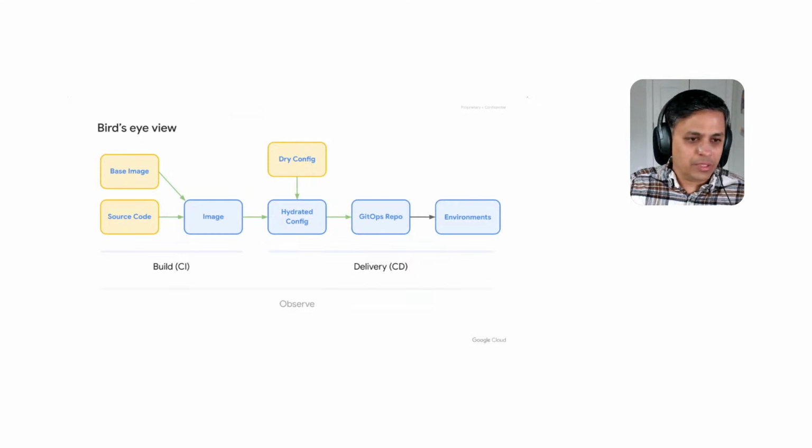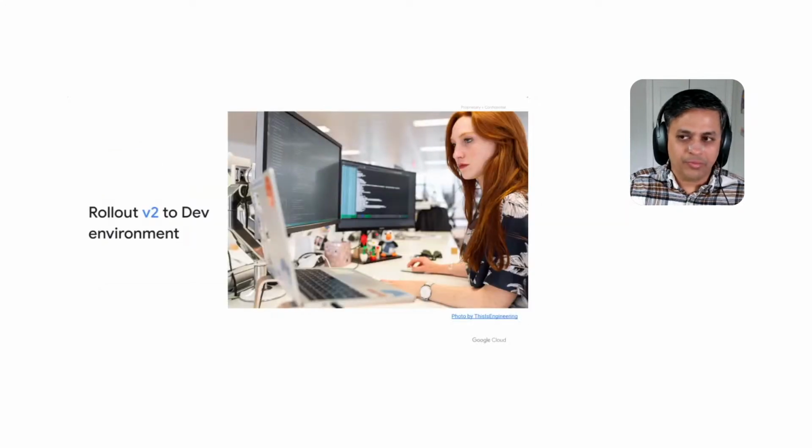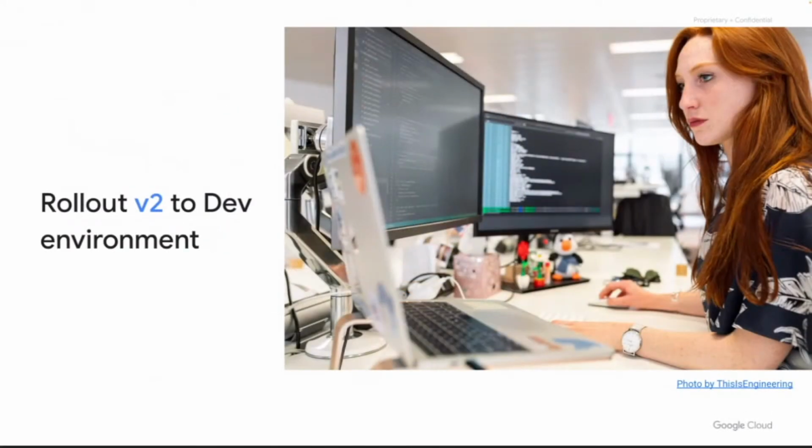Now let's start looking at the first part of the demo, where we have a developer who wants to roll out v2 of the application to the dev environment, which is our lower environment. In this particular case, we have just two environments for the simplicity of the demo: a dev environment and a prod environment.